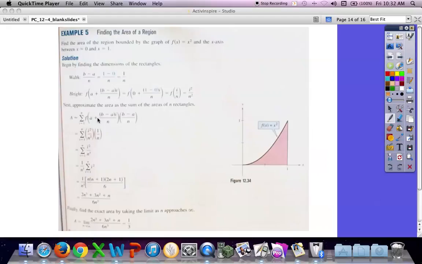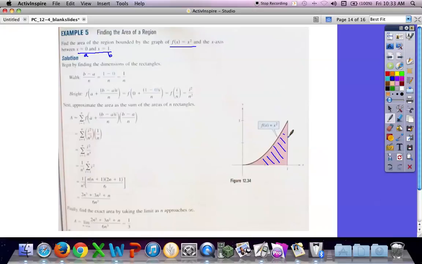In this problem, we are trying to find the area underneath the curve of f of x equals x squared between x equals 0 and x equals 1. This is the A and this is the B. Okay, so here's the curve, here's our A, there's the A, and there's the B. We're trying to find this area.